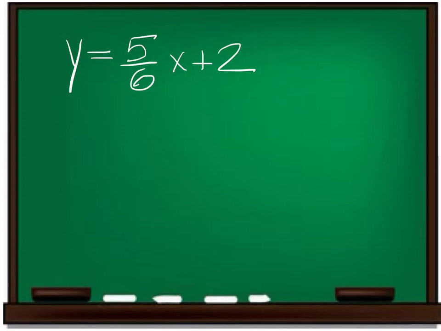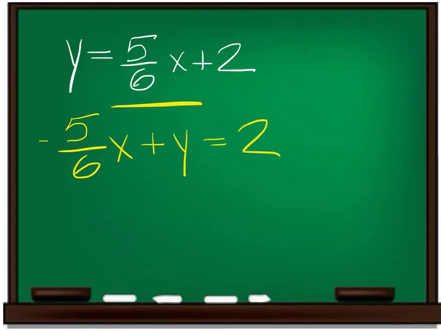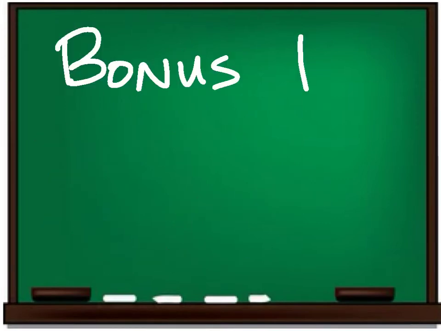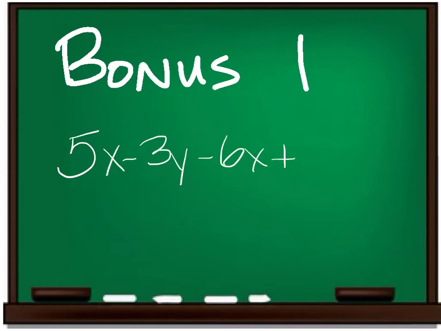On the practice problem, move the 5/6 x to the left to get negative 5/6 x plus y equals 2. You have a negative sign, so change the sign of everything. And then you have to multiply everything by 6 to cancel out with that denominator. You're left with 5x minus 6y equals a negative 12. Answer on the bonus is negative x plus y.